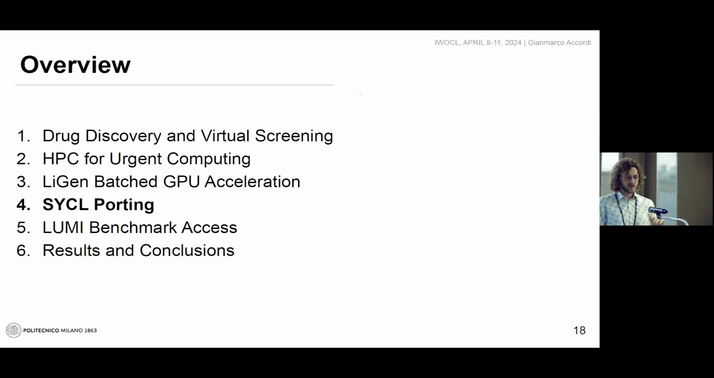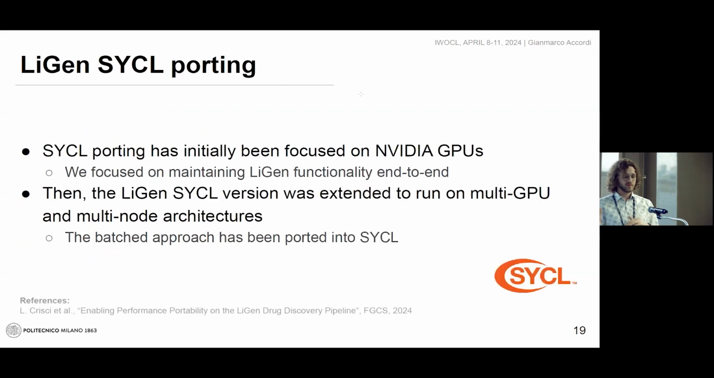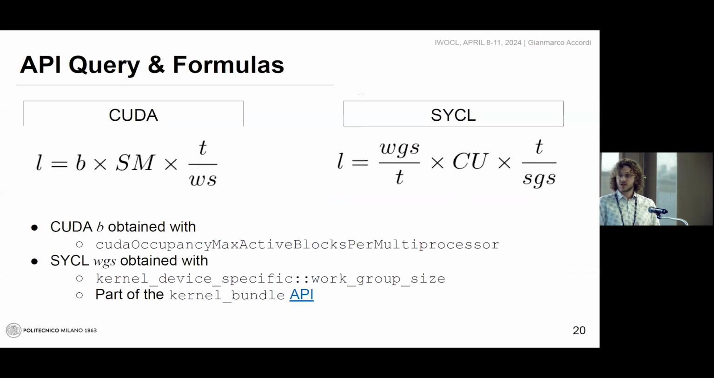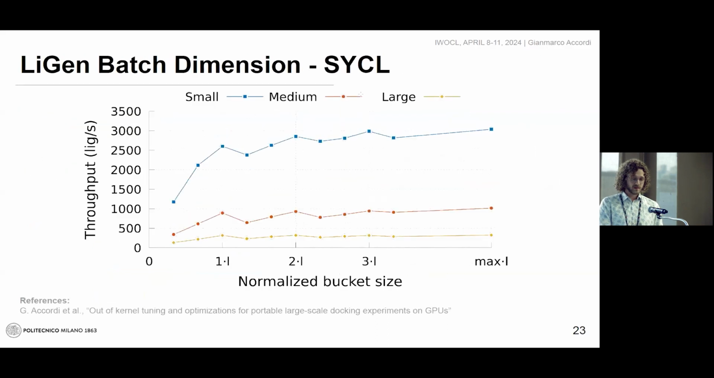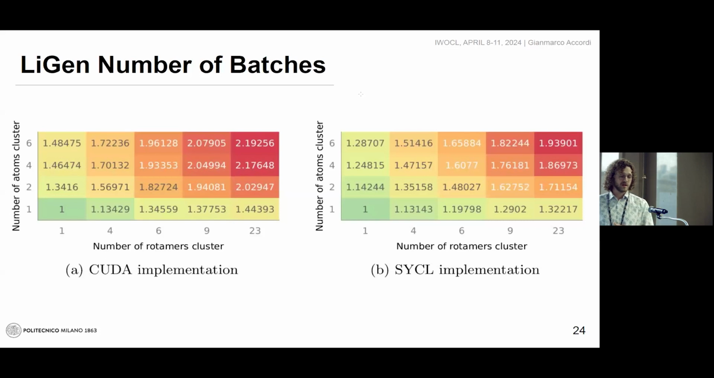And when we started the SYCL porting of the application, as I said, we ported from a functional point of view, so the kernel, but we were more interested in analyzing how the application behaves with this GPU batched approach and on multi-GPU, multi-node architectures. So this is the translation we got for the formula. We rely for SYCL on the kernel bundle API, so we get some knowledge about the workgroup size we can have for that kernel on that specific device. And in the end, you can see that we got similar results.